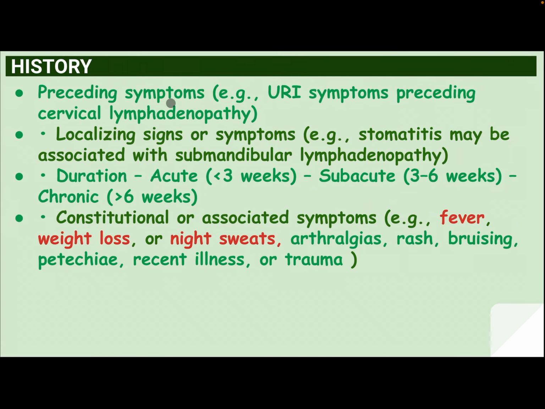History. Preceding symptom: upper respiratory tract symptoms preceding cervical lymphadenopathy. Localizing sign or symptom: stomatitis may be associated with submandibular lymphadenopathy. Duration: acute less than 3 weeks, subacute 3 to 6 weeks, chronic more than 6 weeks. Constitutional or associated symptoms like fever, weight loss or night sweating, arthralgia, rash, bruising, petechiae, recent illness or trauma.